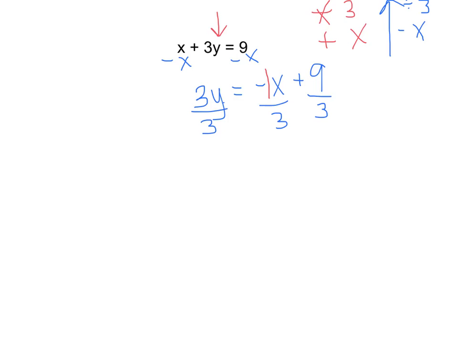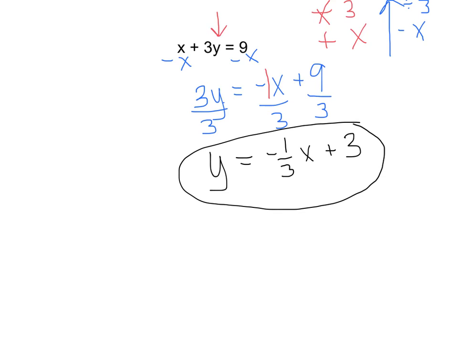So my final answer is y equals negative 1/3 times x, negative 1 divided by 3 is negative 1/3, plus 9 divided by 3 is 3. This equation, y equals negative 1/3 x plus 3, is x plus 3y equals 9 in slope-intercept form.